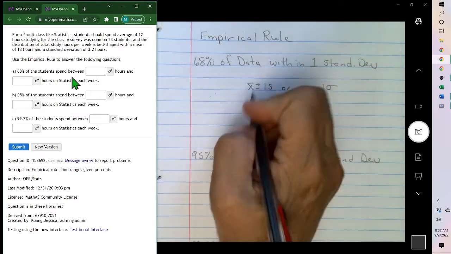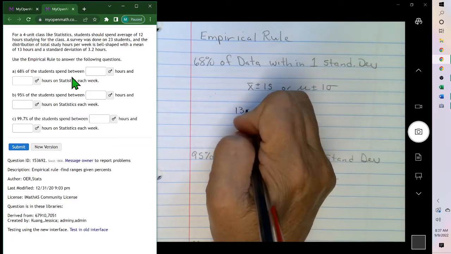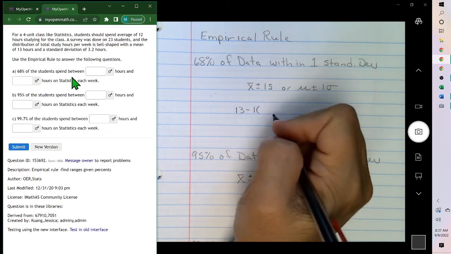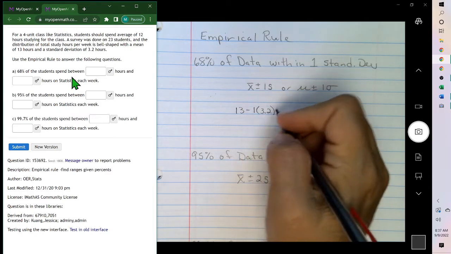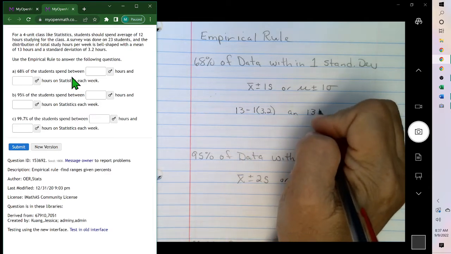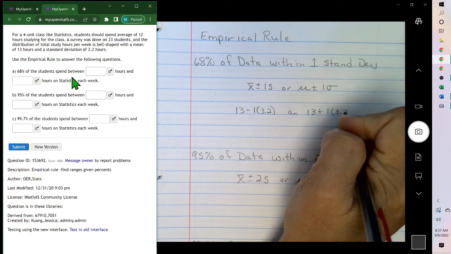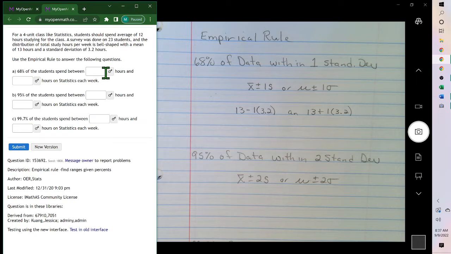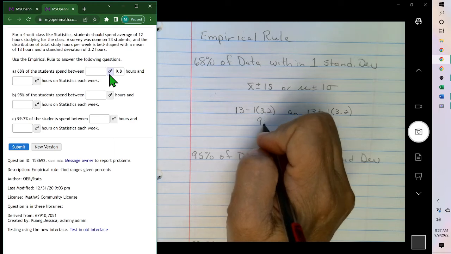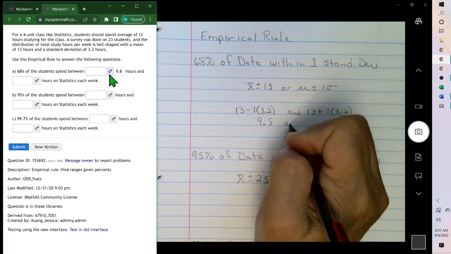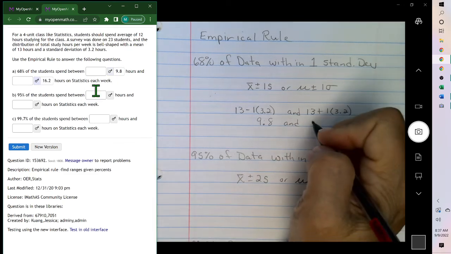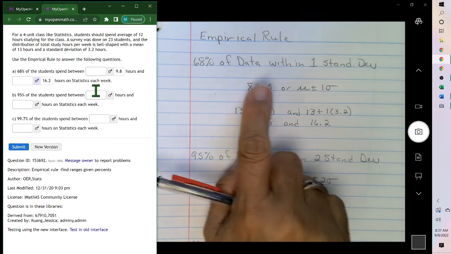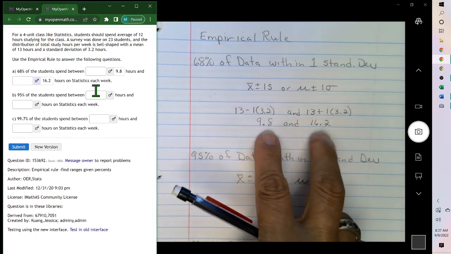So we take our mean, 13, minus 1 times the standard deviation, which was 3.2, and 13 plus 1 times 3.2. And when you calculate that, you get 9.8 and 16.2. So 68% of the data is between these two values.